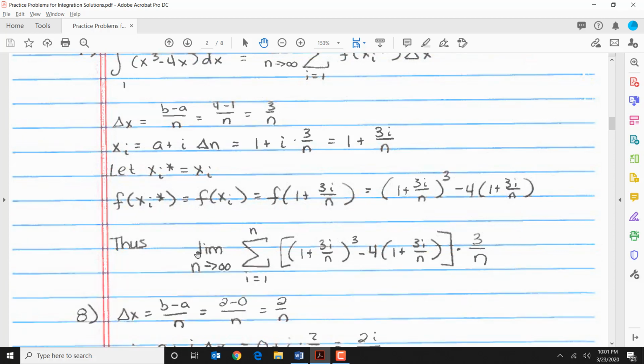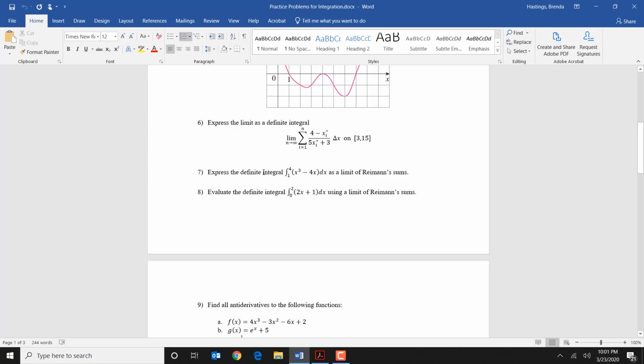So then when I put it all together, I've got my limit as n approaches infinity of the sum from i equals 1 to n of f of xi star times my delta x, and there I've set up my Riemann sum. Now again, I didn't ask you to solve it, I asked you to just set it up. Now in the next one here, for number 8, I do actually ask you to solve it.